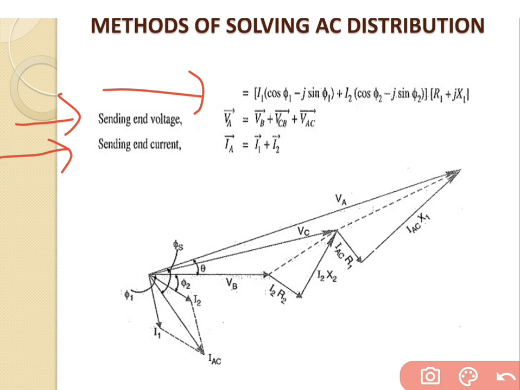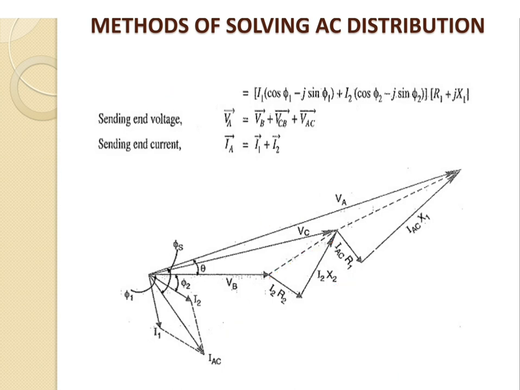Now go for the second category. On this side, I2 into R2, and at 90 degrees to it the reactance drop, so I2 into X2, and its resultant value is indicated over here. Same way, IAC into R1 is perpendicular to I2 X2, and from that again IAC X1 is perpendicular to IAC R1, and its resultant value is given by VA. So this is the diagram for the first category.